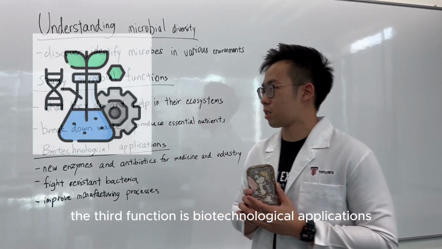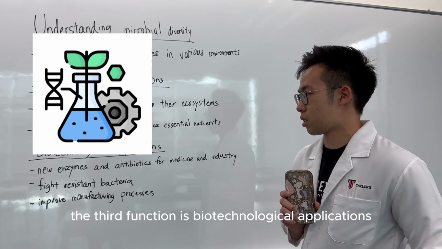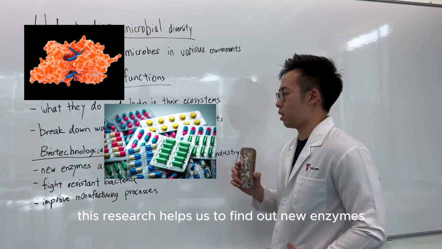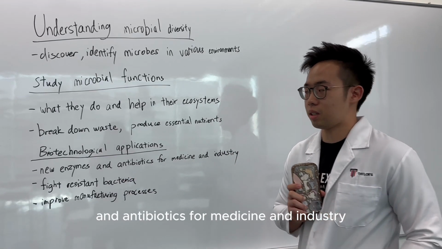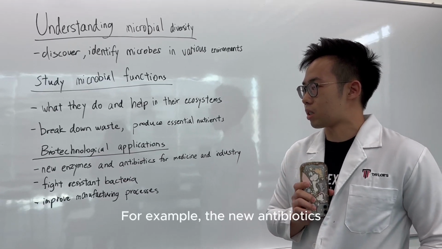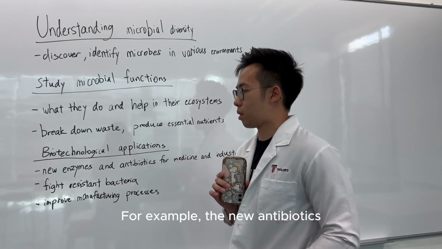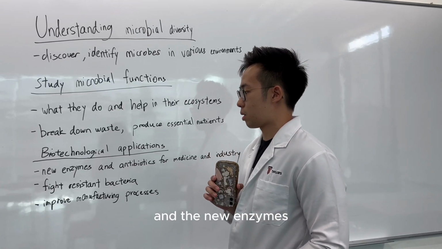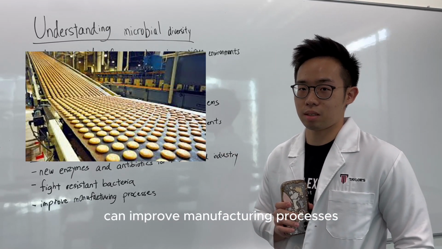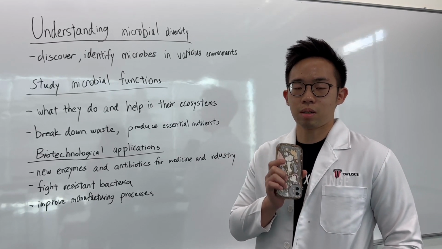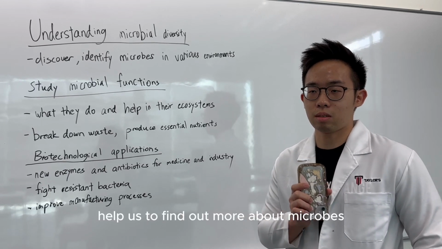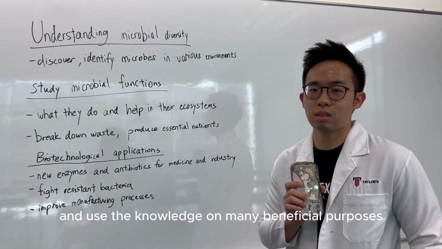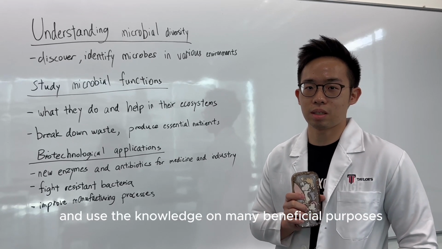Besides, the third function is biotechnological applications. This research helps us to find new enzymes and antibiotics for medicine and industry. For example, new antibiotics can help in fighting resistant bacteria, and new enzymes can improve manufacturing processes. In short, microbial metagenomics helps us to find out more about microbes and use the knowledge for many beneficial purposes.